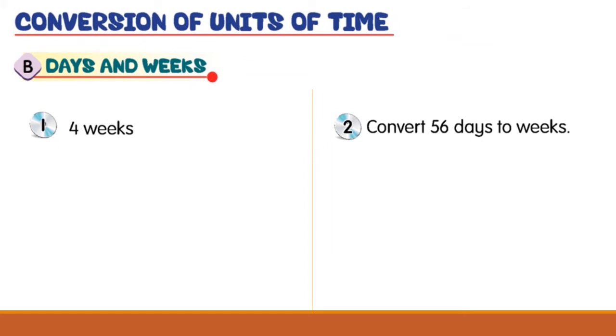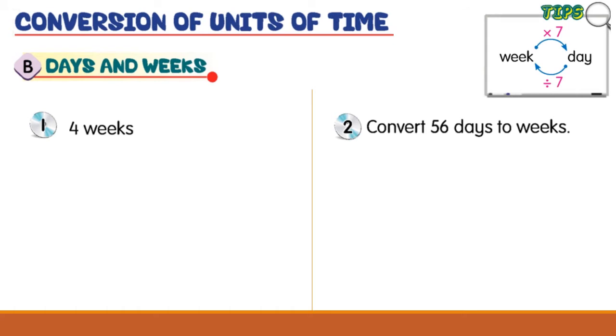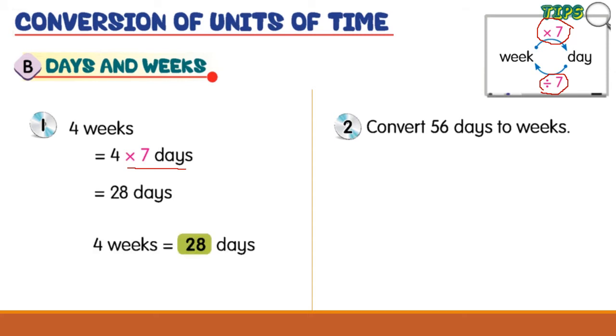And for B, this one involves days and weeks. So the tip here: 1 week is equal to 7 days. To convert weeks to days, you have to multiply by 7. And then to convert days to weeks, you have to divide by 7. Now look at the first example here. 4 weeks. 1 week is equal to 7 days. So for 4 weeks, you have to times 7. So weeks to days, you have to multiply. So 4 weeks is equal to 28 days.